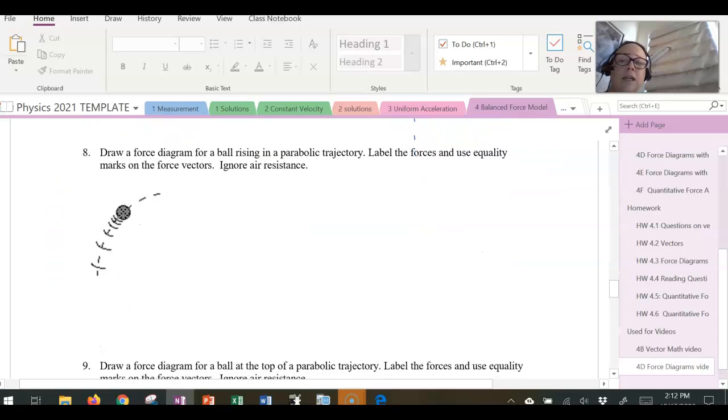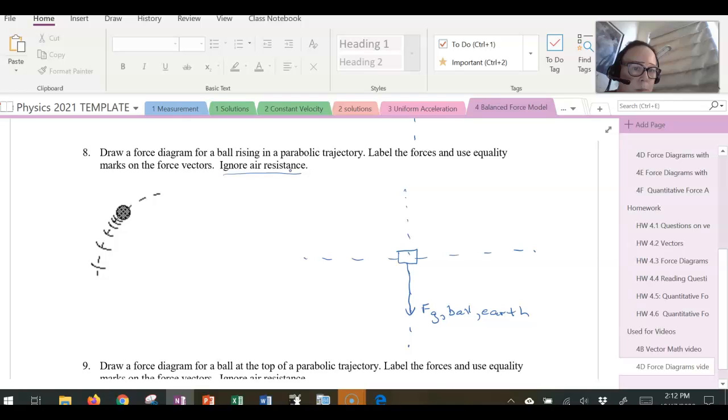Let's look at 8. Here we have a ball that's been thrown up like a baseball. And so if you look at it, notice the hand is not in the picture. We're looking at it after it has been thrown. So I know that it has a force of gravity, but there are no other forces on it. It says ignore air resistance, right? So there's no drag. There's no applied force. The person is no longer pushing it up.